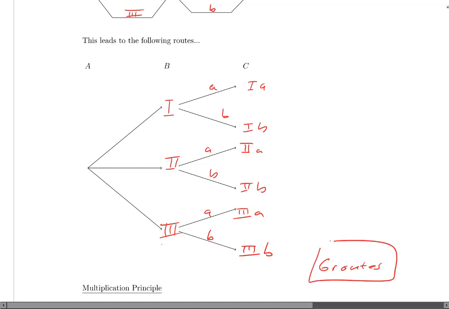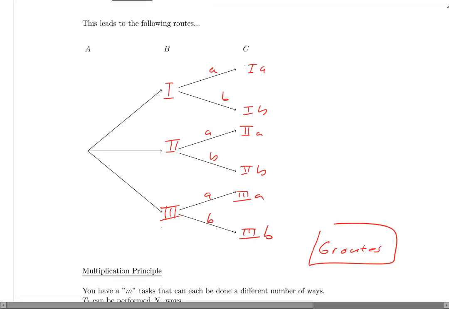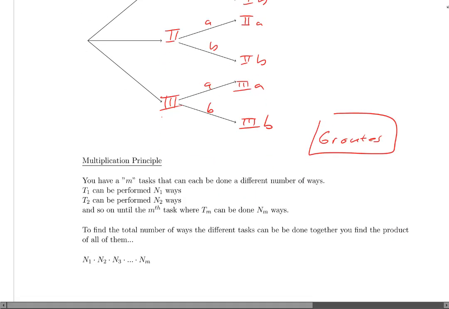We're going to be looking at how to generalize this, so you don't have to do a decision tree like this every time just to figure out the number of routes to take. And so we're going to look at the multiplication principle.